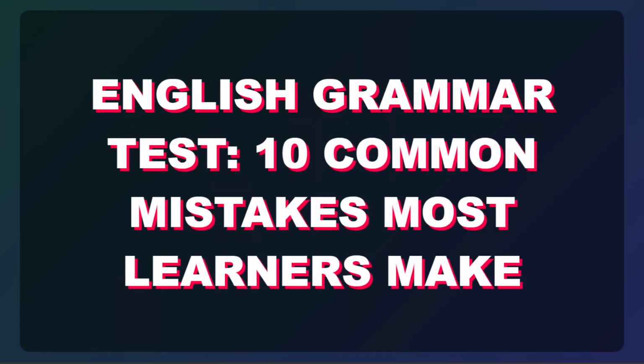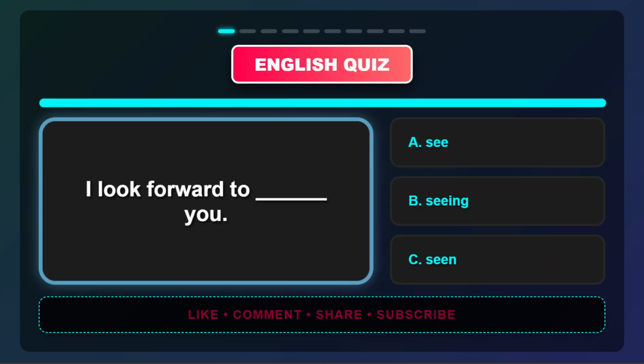English grammar test, 10 common mistakes most learners make. Question 1. I look forward to A. See, B. Seeing, or C. Seen.